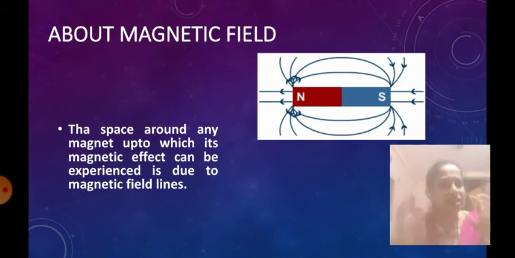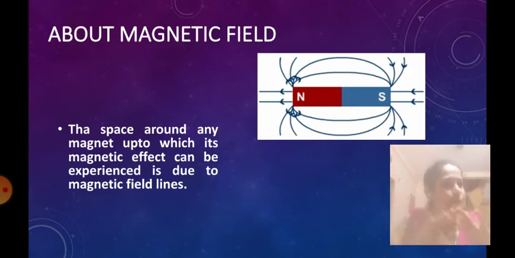Fine, and this magnetic field is due to these magnetic lines. You can see the lines which are drawn here, in the form of arcs. These are nothing but magnetic field lines, which together are called the magnetic field. So the effect can be experienced only due to magnetic field lines. I hope you have understood what a magnetic field line is.